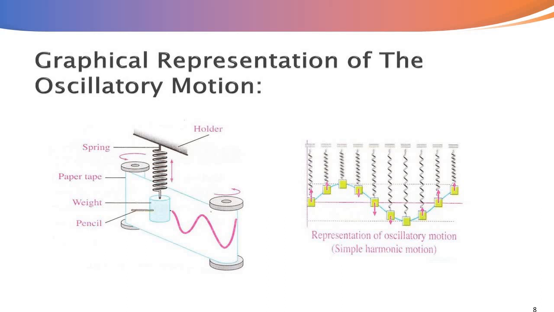In the simple harmonic motion, the velocity of the oscillating body is inversely proportional to its displacement away from its rest position. That means that the velocity of the oscillating body increases as it approaches the rest position and vice versa.